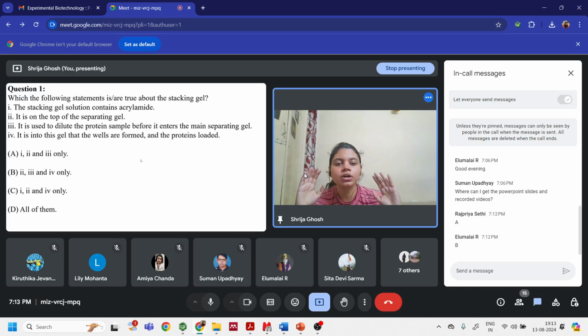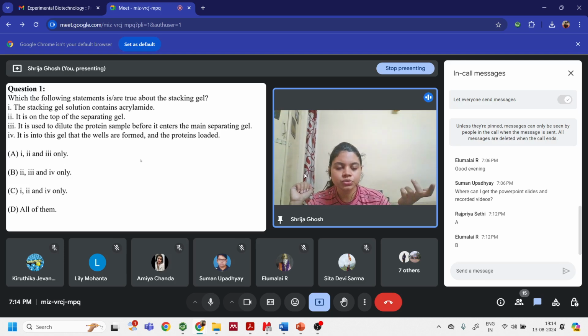So if you remember from the last lecture, I told you about the amount of acrylamide and its relation with the pore size of the gel. Okay, so stacking gel solution contains acrylamide. That is the correct answer. That is a true statement. Second, it is on the top of the separating gel. Is that true or false?